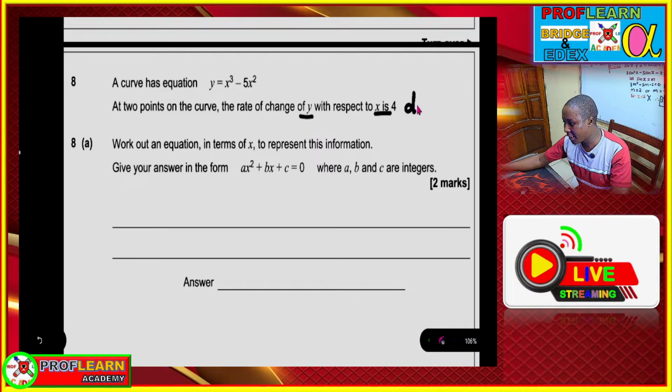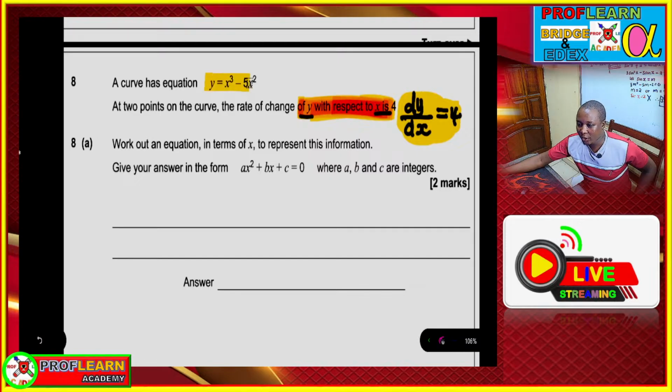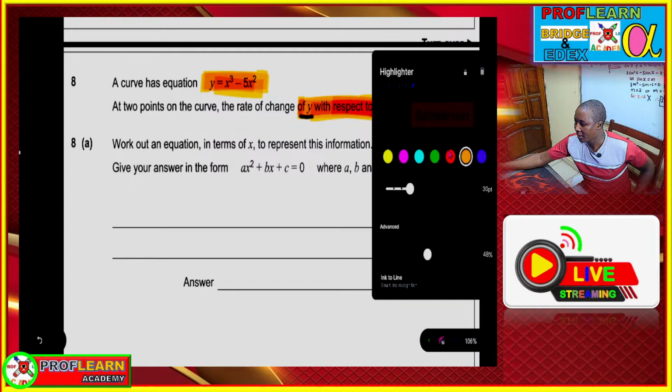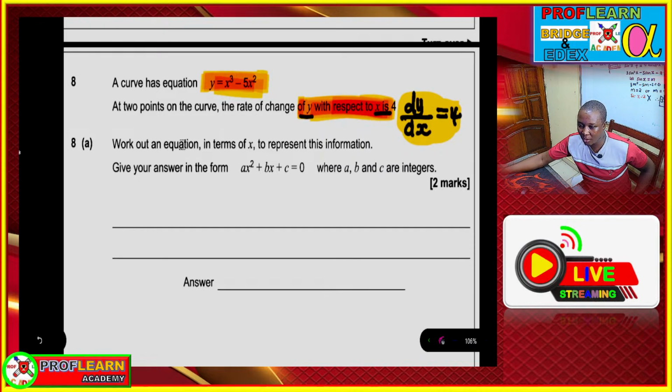So that means dy/dx is equal to 4. That's what this particular statement means at this level. Now, the equation of interest is this particular equation that we have. Work out the equation in terms of x to represent the information, and give your answer in this particular form.